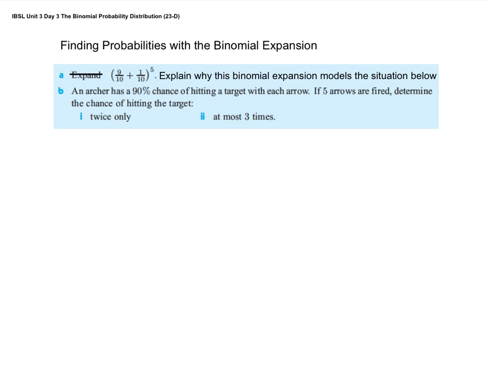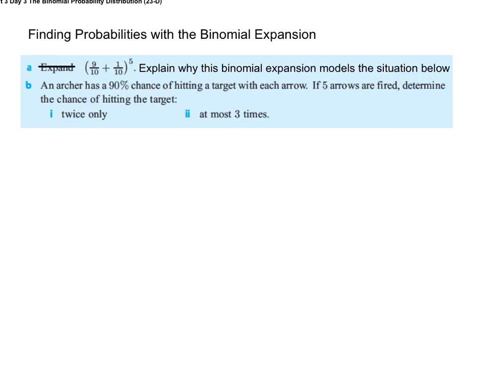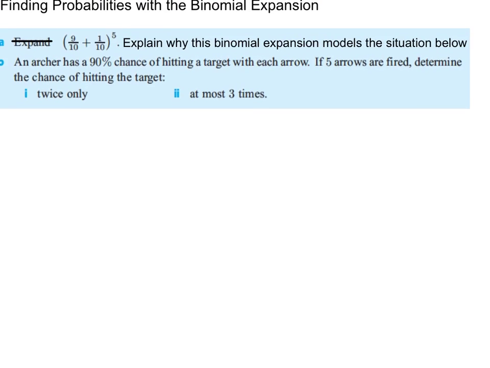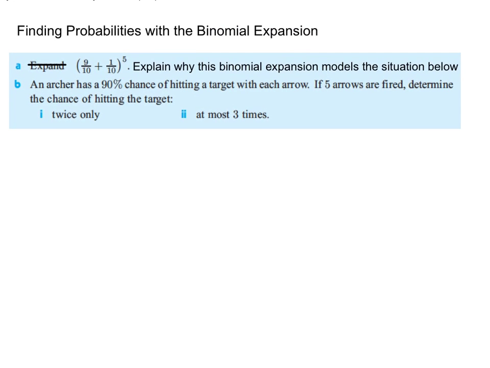Here's the situation I think will help us apply this and see how it's working. This binomial expansion, we have 9/10 plus 1/10 to the 5th. And we have a situation down here where we have an archer shooting arrows, and this archer has a 90% chance of hitting a target with each arrow. So he shoots 5 arrows. Determine the chance of hitting the target twice or at most 3 times.